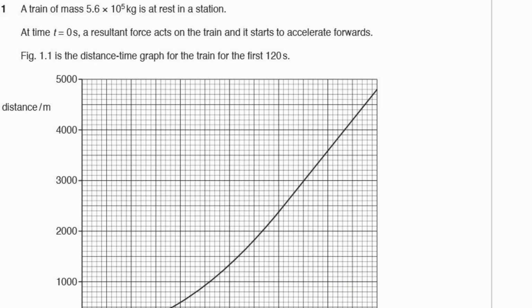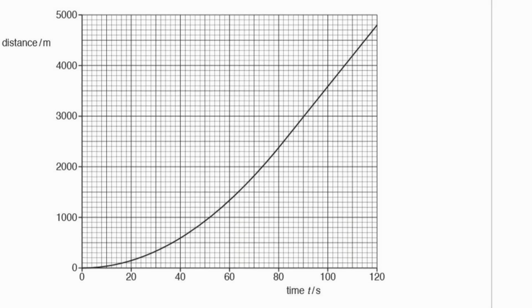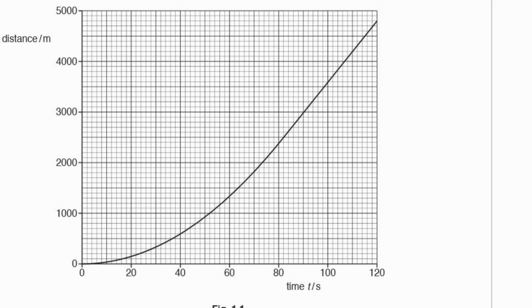Question 1. A train of mass 5.6 times 10 to the 5 kilograms is at rest in a station. At time t equals 0, a resultant force acts on the train and it starts to accelerate. Figure 1.1 is the distance time graph for the train for the first 120 seconds. And there we go, there's our graph. We've got a distance time graph.